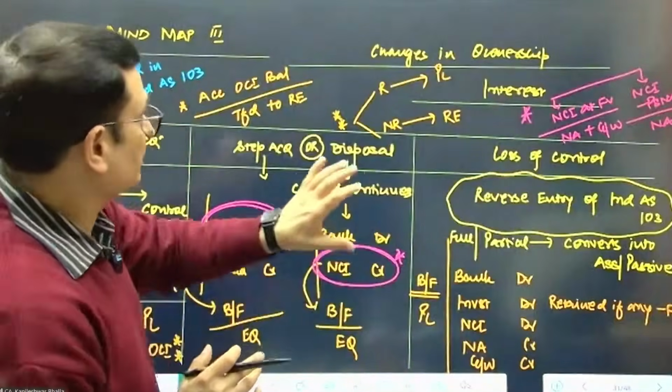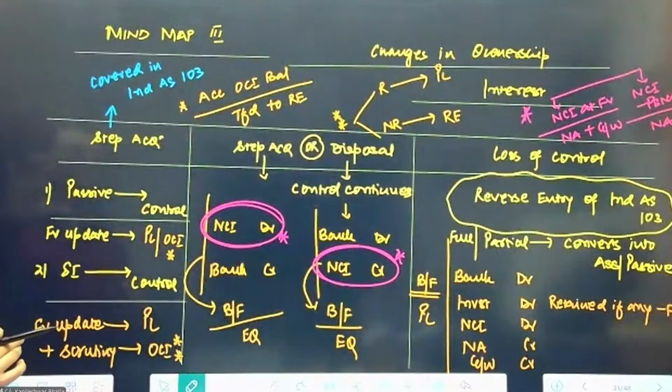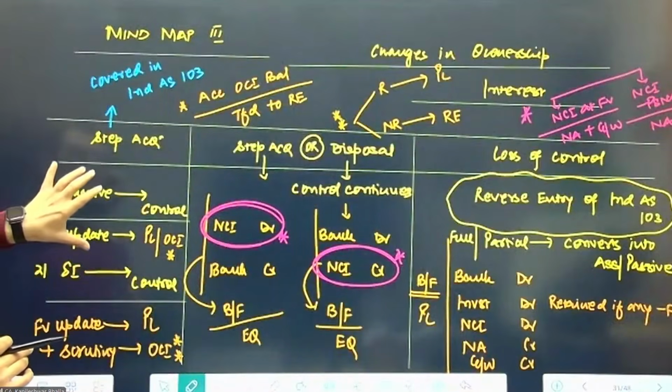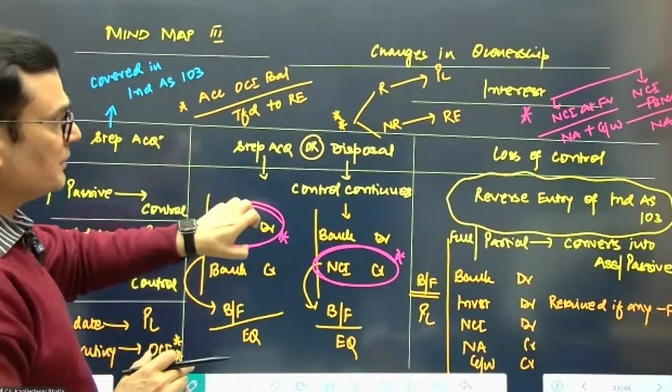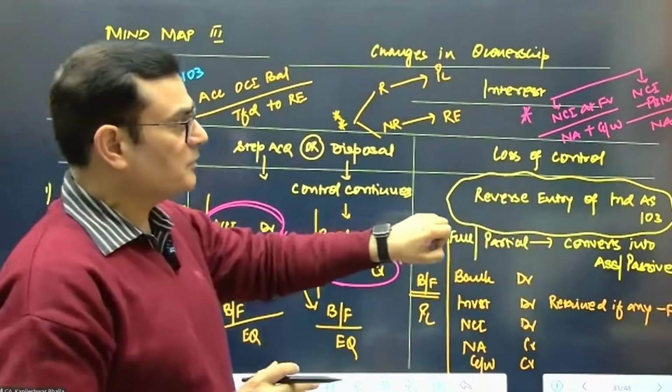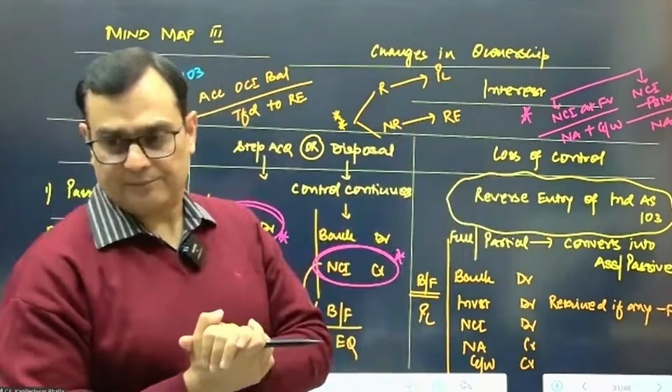Right, so I think that takes care of the changes in the ownership interest in the company. Step acquisitions covered in 103, but we just connected the dots. This is when the control continues, and this is when there is loss of control as well.